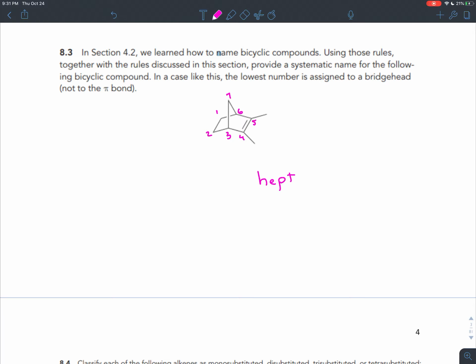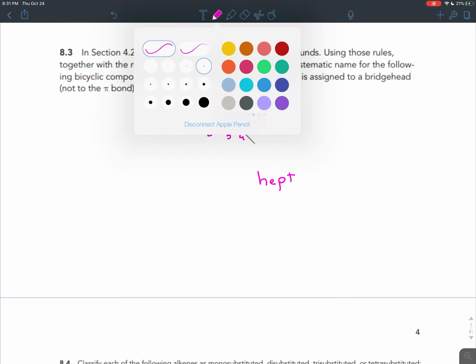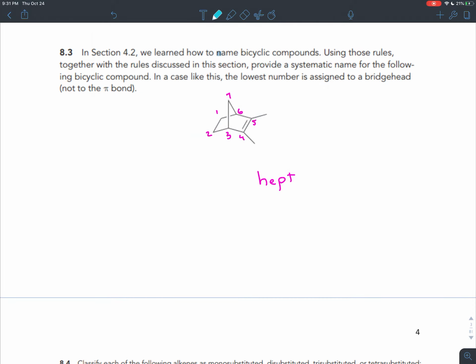Now the prefix for 7 carbons is hept. And we do have a double bond in these rings. Got this double bond here. And so we're going to have an en. I'm going to leave a little space. You'll see why in a second. Let me actually move that even a little more. En. And in those rings, we only have hydrogen and carbon. So they are hydrocarbons, and the suffix for that is e. Because we have 2 rings, we're going to put the prefix bicyclo in front.